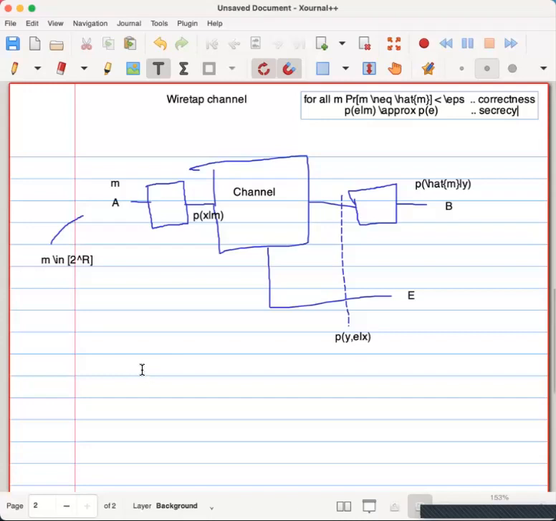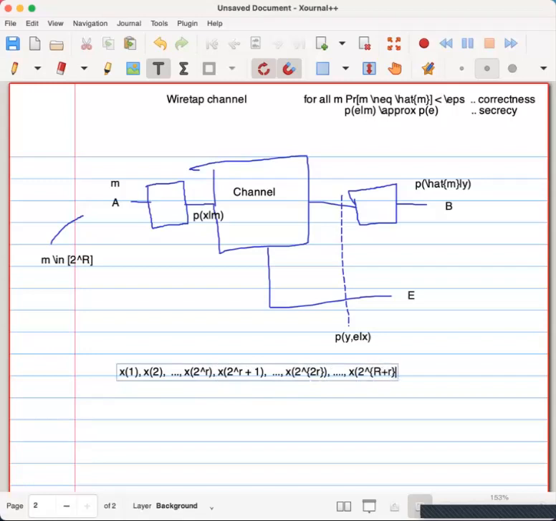So what was the noisy channel coding strategy? I had to construct a code book, and there the prescription was to construct a random code book. So what was the random code book? Take x1, x2, and so on. Let me write what I mean. Okay, I'll explain what I mean in a moment.